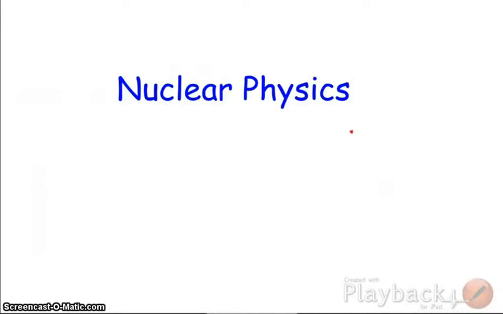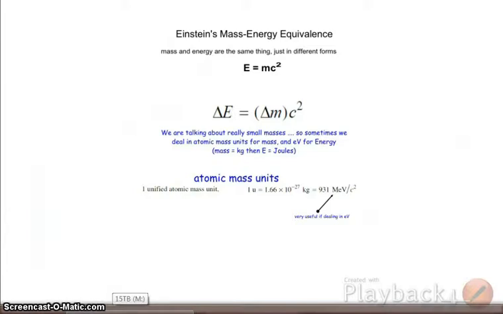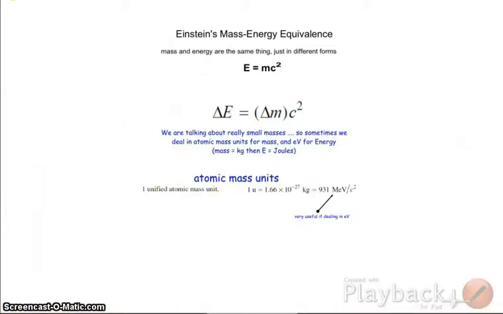This lesson surrounds nuclear physics and nuclear reactions from the physics point of view. Now we're going to start by looking at Einstein's mass-energy equivalence. This is kind of the basis of nuclear reactions and the energy that we get from those nuclear reactions. Einstein said that energy and mass are the same thing. They're just in different forms, which is where the E equals mc squared comes from.